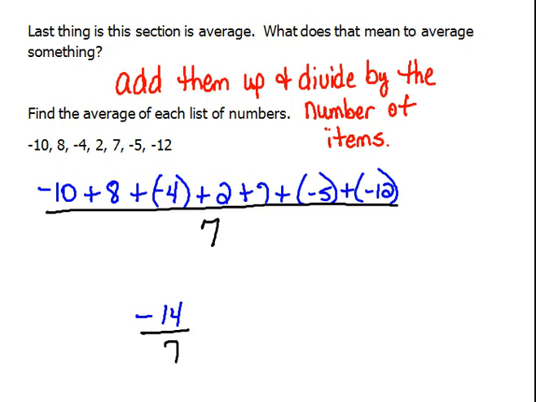Now we still have to divide by 7. -14 divided by 7 is -2. So the average of all of these numbers is -2.